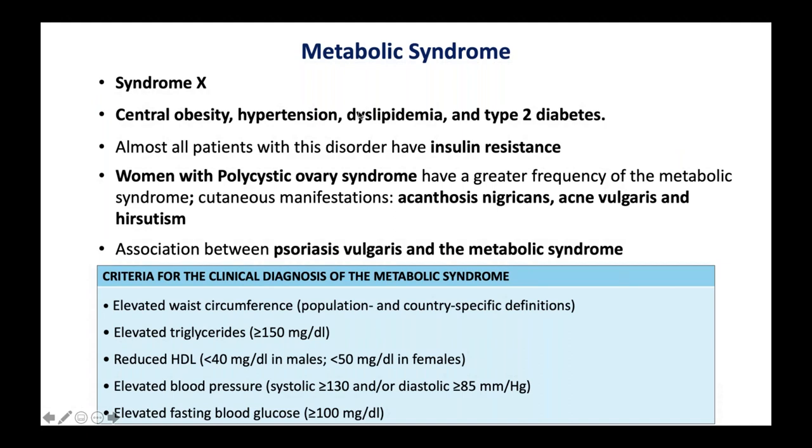Next, we come to the metabolic syndrome, also known as syndrome X. You must have studied the criteria for the same. Elevated waist circumference, high triglycerides, reduced HDL, elevated blood pressure, as well as an elevated fasting blood glucose are the diagnostic criteria. Clinically, it presents as central obesity, hypertension, dyslipidemia, and type 2 diabetes, and almost all patients have associated insulin resistance. From the skin point of view, there's an association with polycystic ovarian syndrome, and that can manifest as acanthosis nigricans, acne vulgaris, and hirsutism. There is also a strong association with psoriasis vulgaris. So metabolic syndrome can have all of these cutaneous manifestations.